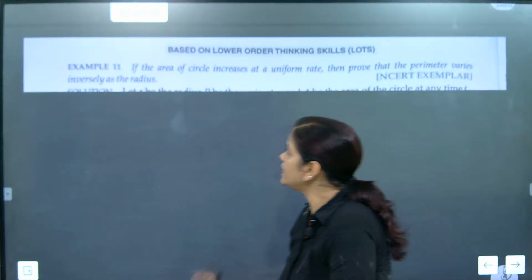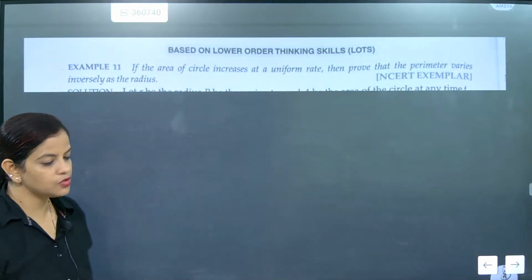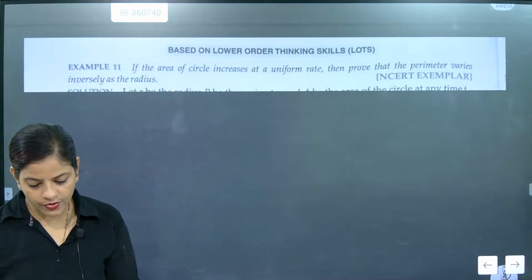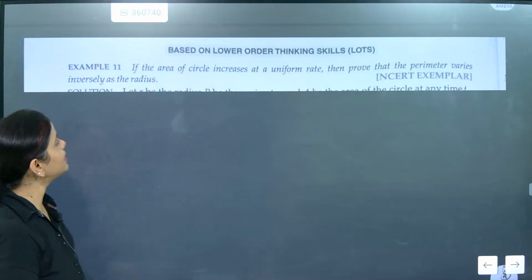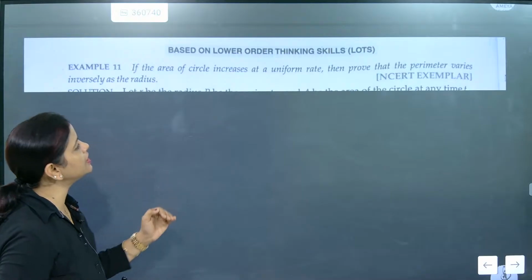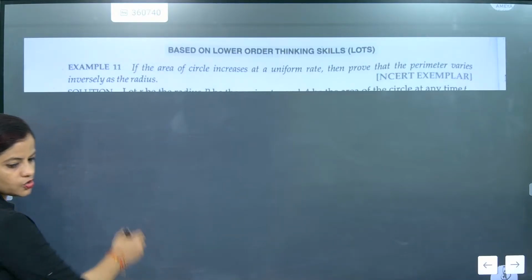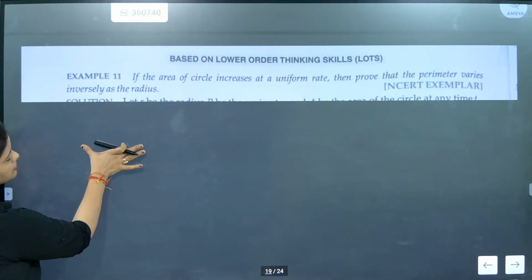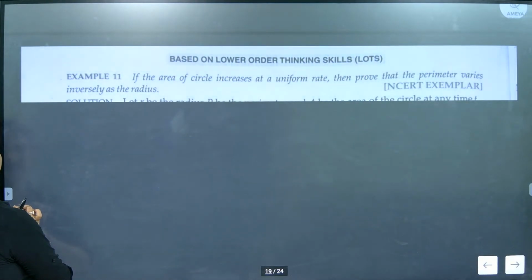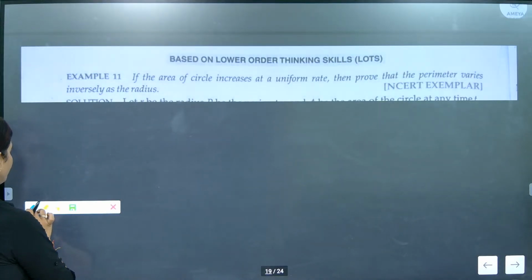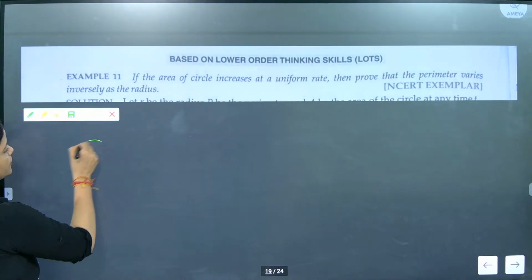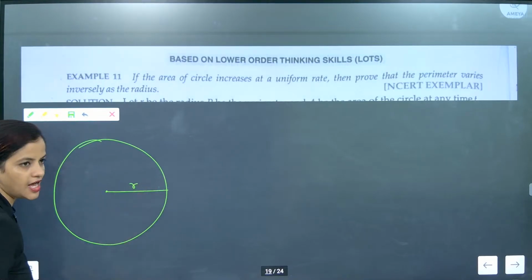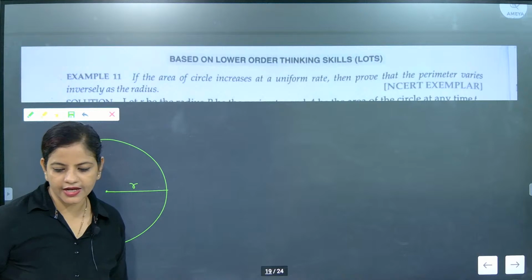Area application of derivative. In this question, beta, last class also one fumble was there. Now we are going to solve this question one more time. They're telling that if the area of a circle increases at a uniform rate, so one circle is there and its area is increasing at a uniform rate. Its radius will be considered as r.